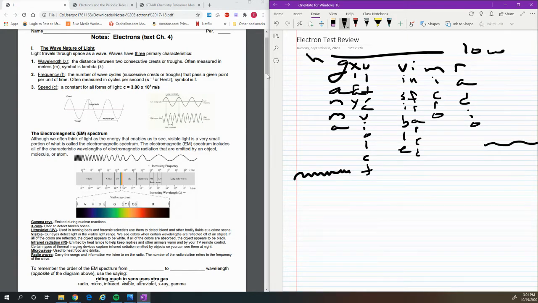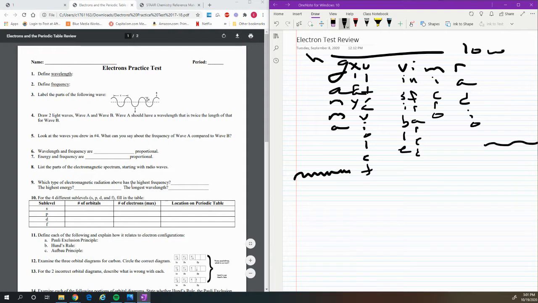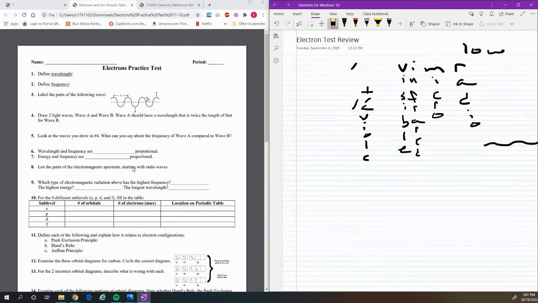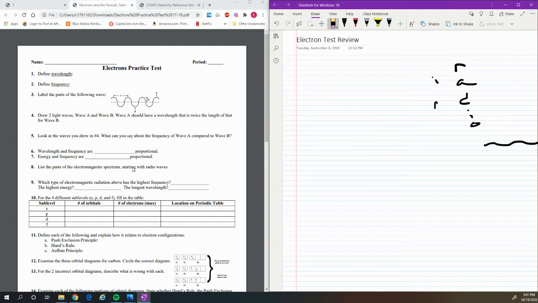Okay, here in your practice test, it says you're listing the parts of the electromagnetic wave starting with radio, so you would go the opposite. Radio, micro, infrared, you just go the opposite direction. All right, but that is your short review for all of that first unit stuff that we did for this section. Now let's move on to the stuff that's giving everybody trouble or a hard time.